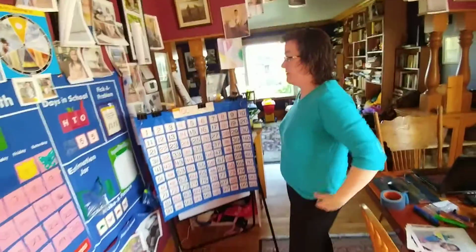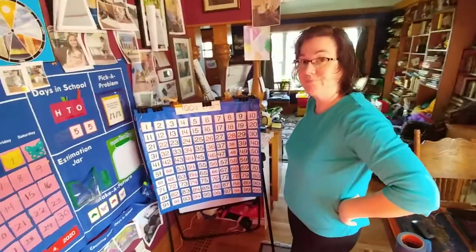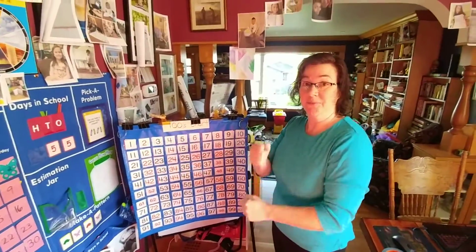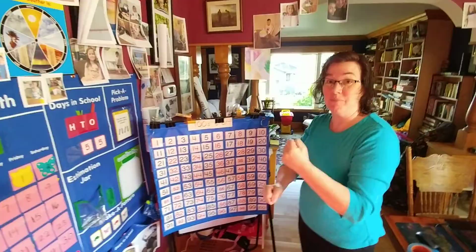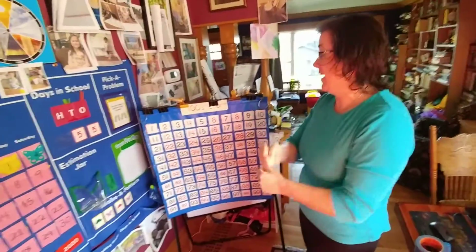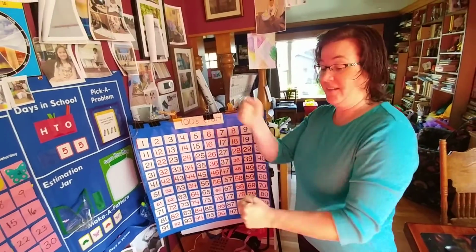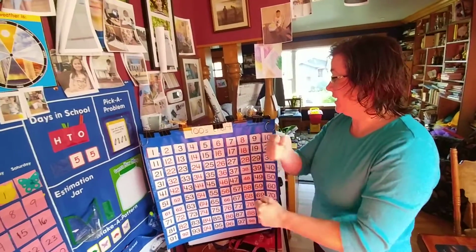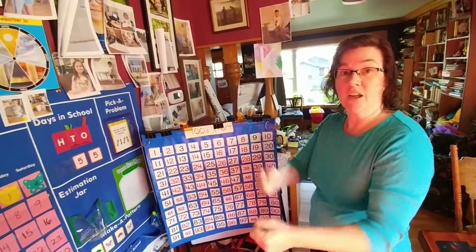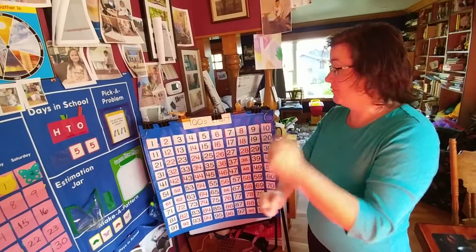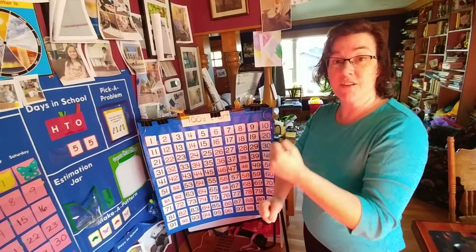All right, counting by fives. What should we do? I want to do some mashed potato. You ready for it? Let's do a mashed potato while we count by fives. Ready? We're going to start on 5. 5, 10, 15, 20, 25, 30, 35, 40, 45, 50, 55.